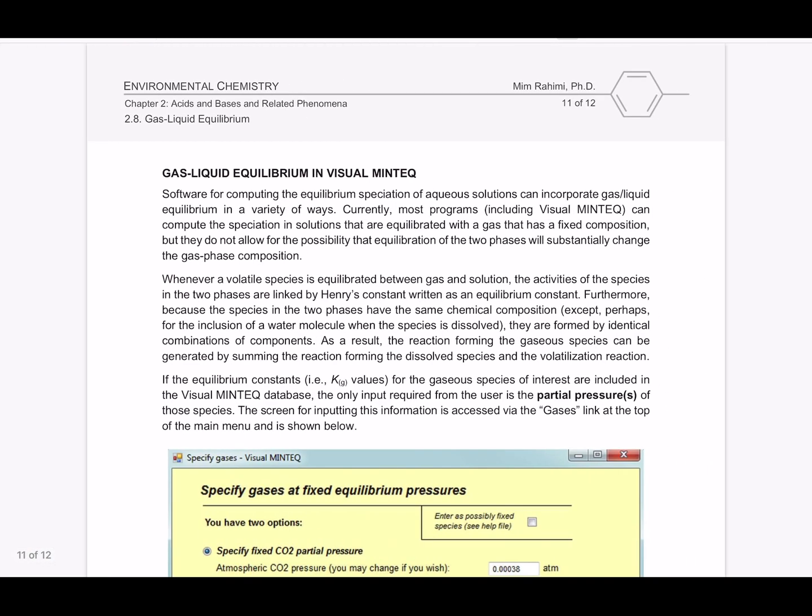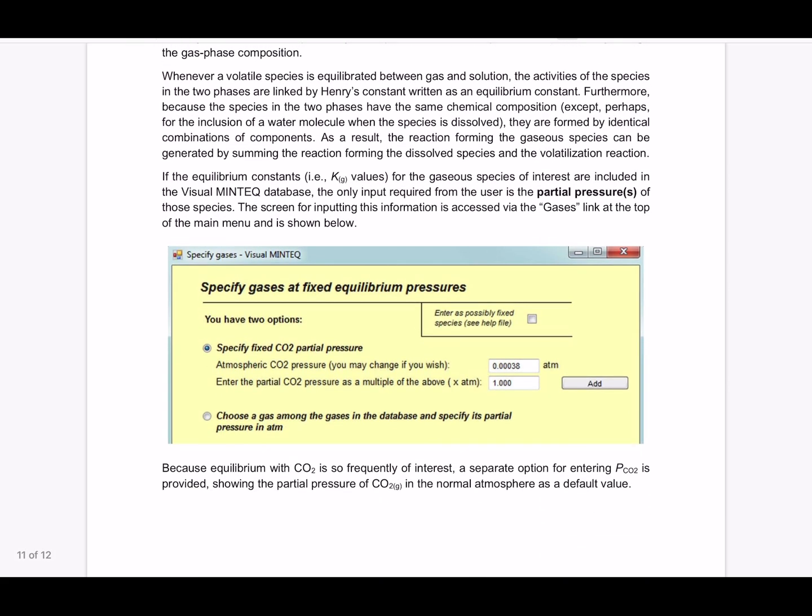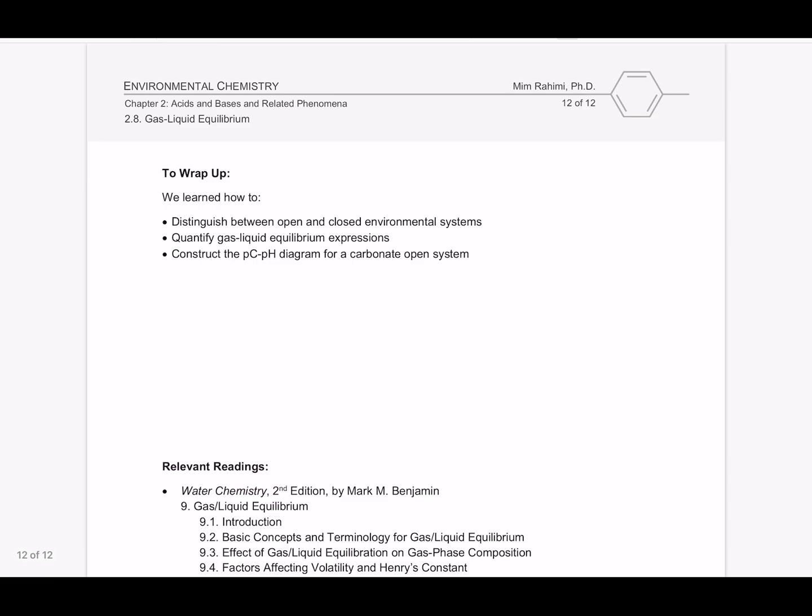So you can also solve it in Mintech. Just on the top part, there's this gas tab. So when you click on the gas tab, you can specify the gas specifically. And because most of the systems are based on equilibrium with the atmosphere, which contains CO2, it's pre-default as CO2 partial pressure. So you can specify other gases, but it would be basically the same. You need the partial pressure, and also you need some other information, but the partial pressure is the one that we described here. So Mintech also can be used very effectively.